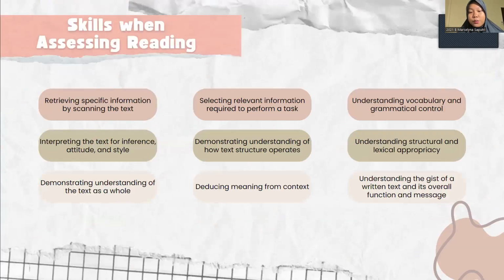All right, so here we have the skills when assessing reading. We have 15 points here, but I will just mention 4 or 5. The first one is retrieving specific information by scanning the text, interpreting the text for inference, attitude, and style, demonstrating understanding of the text as a whole. And the next one is selecting relevant information required to perform a task. And the last one, demonstrating understanding of how text structure operates. For the other skills, you can read on the screen. Next slide, please.